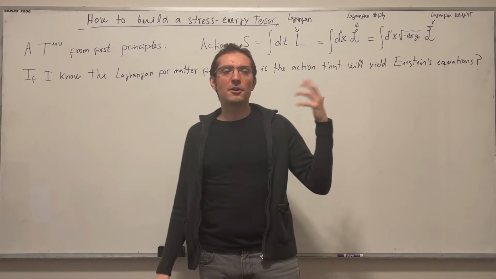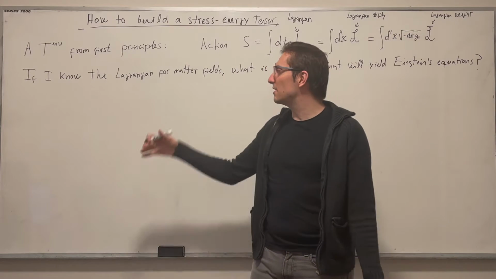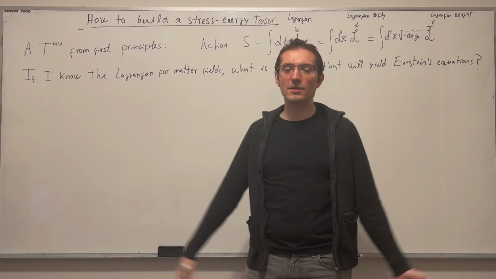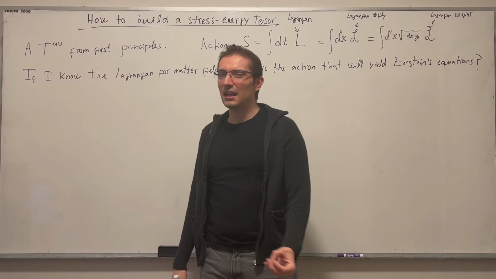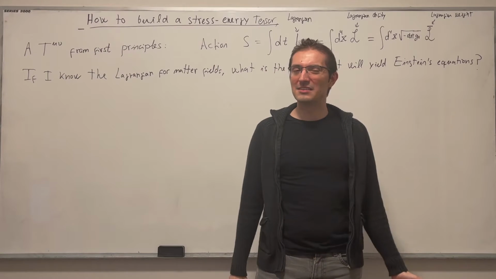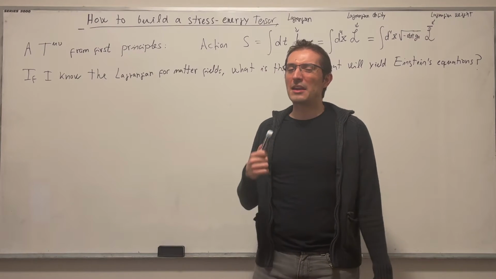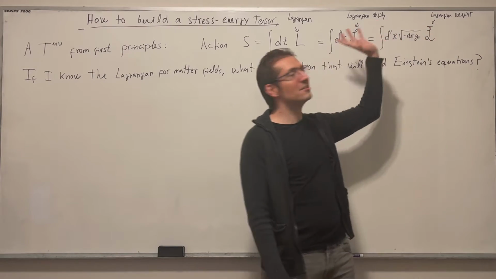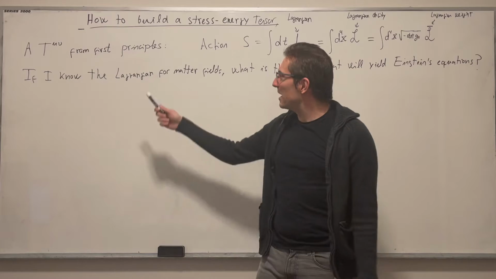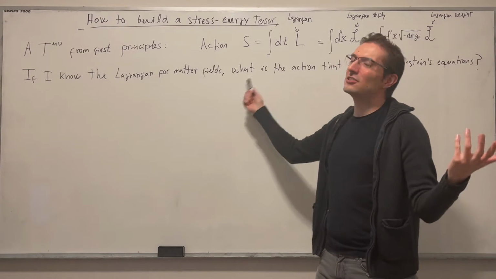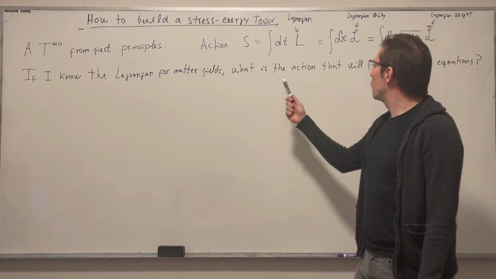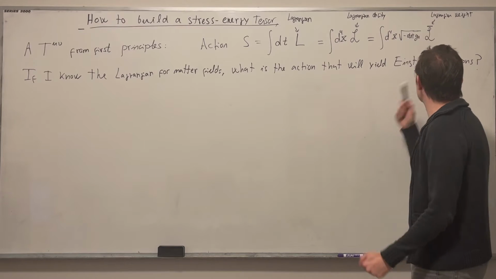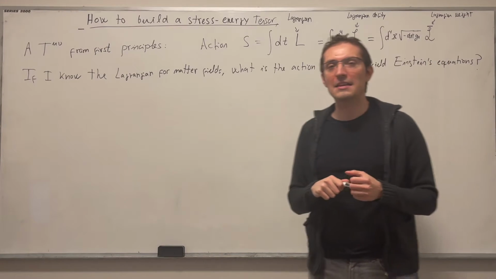The postulates of general relativity tell me that there has to be a stress-energy density, but I don't know it, and I don't know in principle how to build it, even though I do have the ingredients in the postulate. What I know how to build is Lagrangians, and in particular Lagrangian weights and Lagrangian densities. So if I know the Lagrangian densities or the Lagrangians for matter fields, what is the action that will yield Einstein's equations? You can ask that.